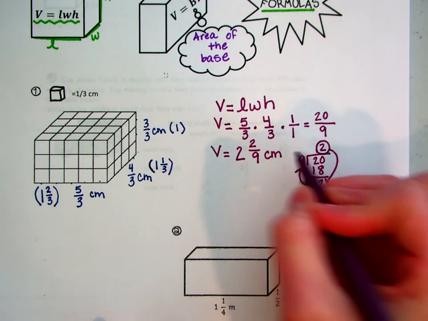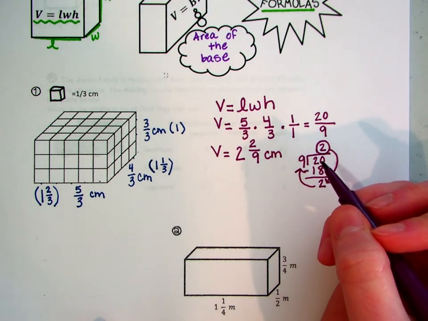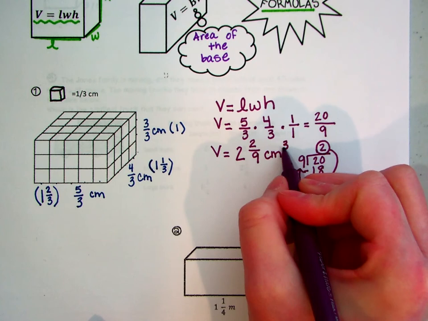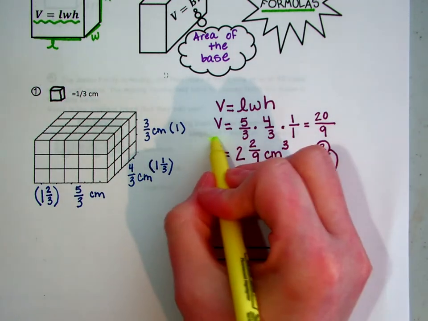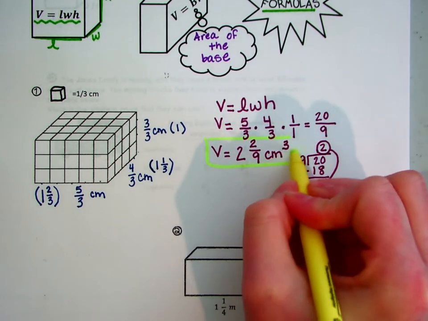And if you recall, they are cubic. It's cubed. Centimeters, cubed. So a little different. It's not squared this time. It is cubed. So here is our final answer.